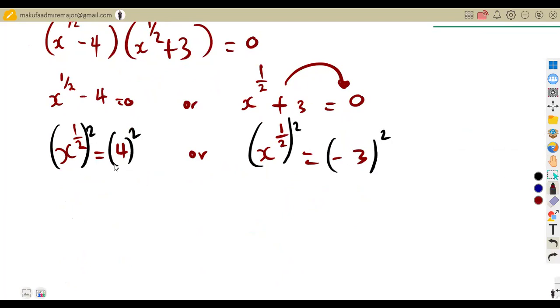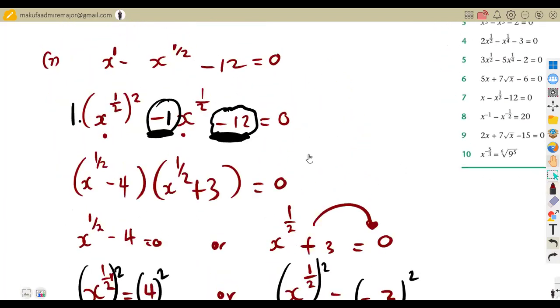All right. So if you multiply 1 over 2 and 2, that will be a 1. So x to the exponent of 1 is equal to 4 to the exponent of 2, which is 16. 4 times 4. Or x is equal to minus 3 to the exponent of 2, which is going to give us a positive 9. But one of these solutions must satisfy our equation.